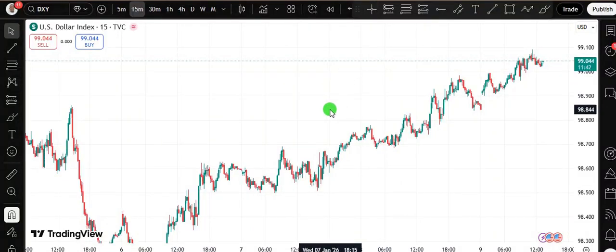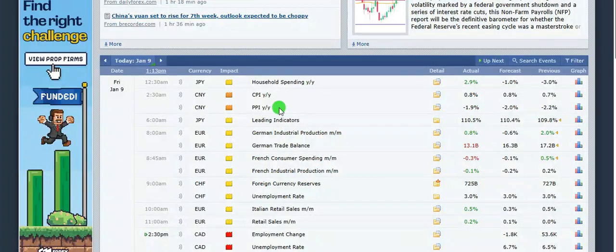Today we are expecting the NFP to come out any moment from now. That's going to be 2:30 Nigerian time, and you can use it to calculate your own time. We'll be checking out the fundamentals first using Forex Factory, so I'm going straight to the Forex Factory website. This is what you'll be using.